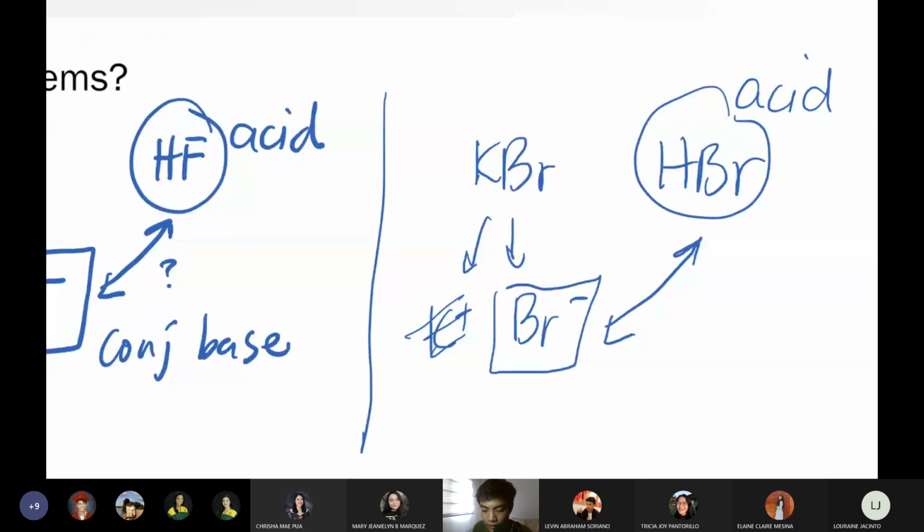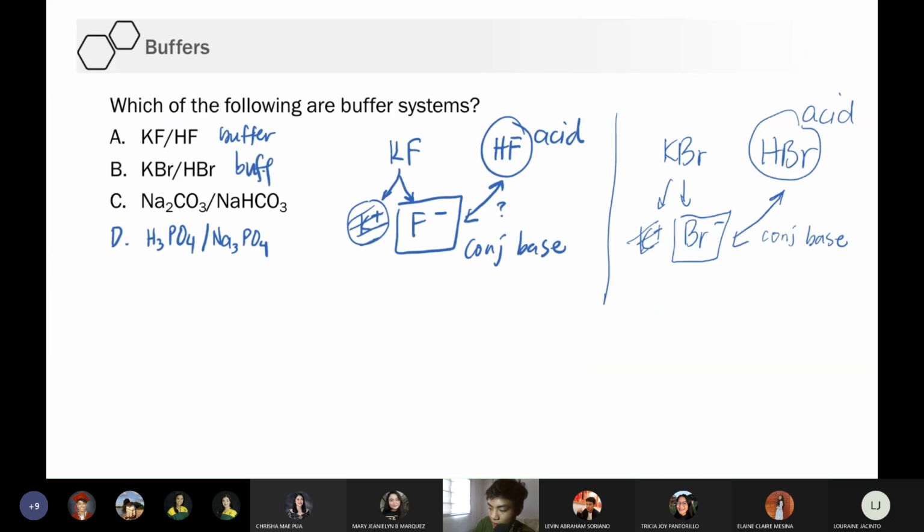Related ba sila? Yes, they are related. Why? Bakit natin nasabing related sila? The difference is isang H lang. Okay, so since isang H lang yung difference nila, they are conjugate acid-base pair. Okay? So pair sila. So HBr is the acid, Br minus is the conjugate base. So we are also safe to say that this one is a buffer system. You have the acid, HBr, and you have the conjugate base, the Br minus from potassium bromide. Buffer yun.